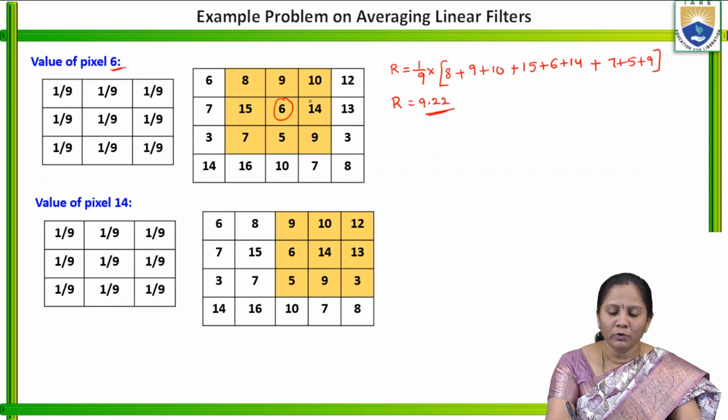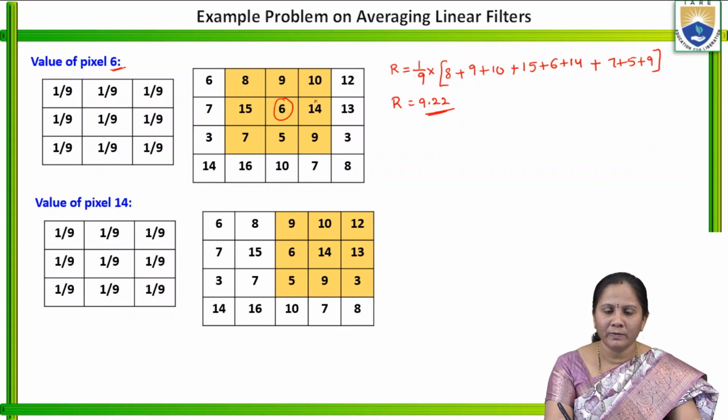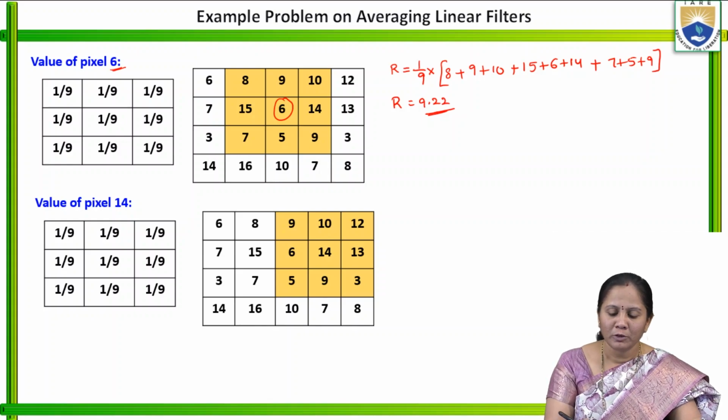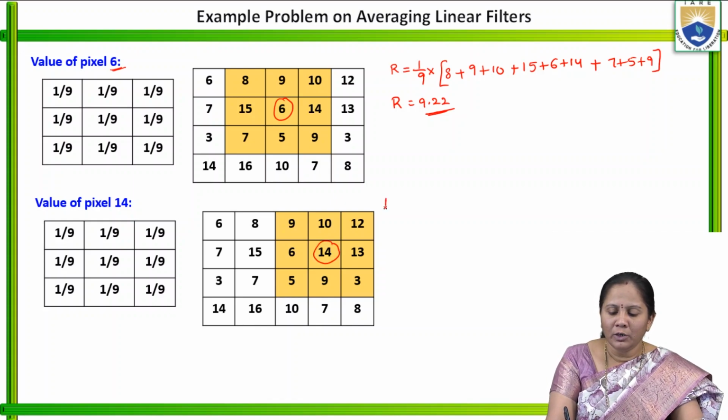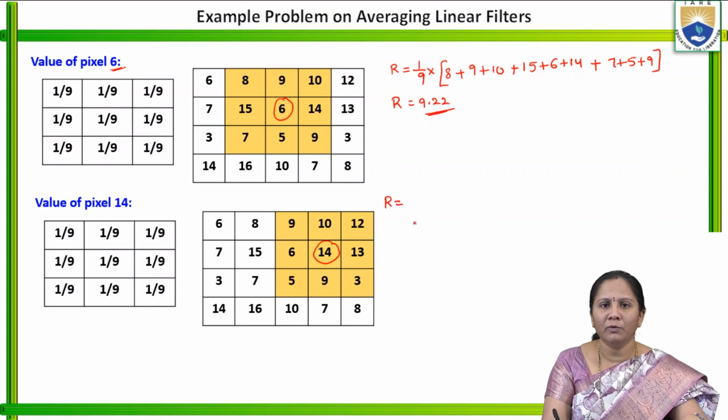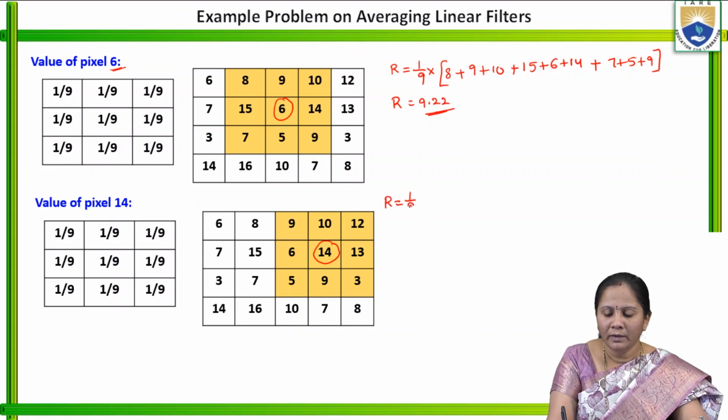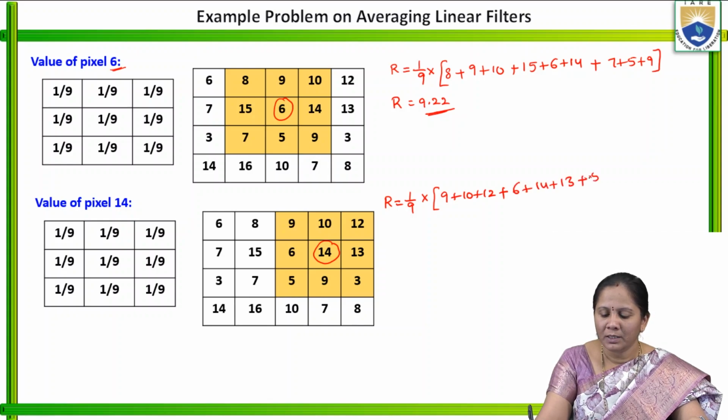Similarly, in order to find the new value of the center pixel 14, we have to shift this mask. If we shift this mask, this 14 becomes the center pixel. Now, finding the new value by using the formula, we can write 1 by 9 into the values added: 9 plus 10 plus 12 plus 6 plus 14 plus 13 plus 5 plus 9 plus 3.